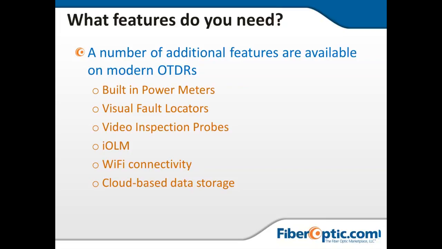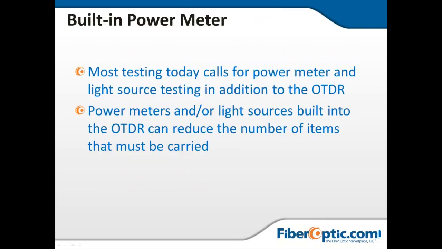And then some of the other features that I talked about already: built-in power meters, visual fault locators, inspection probes, IOLM or some sort of trace analysis configuration software, Wi-Fi connectivity, and cloud-based storage are just some of the other factors that we'll want to consider. And in here, the built-in power meter: most testing today calls for a power meter and light source to be used in addition to an OTDR.